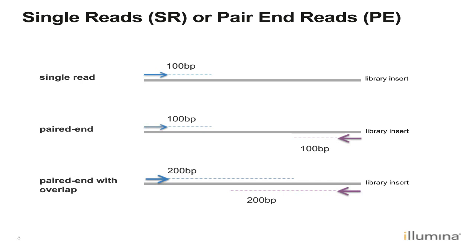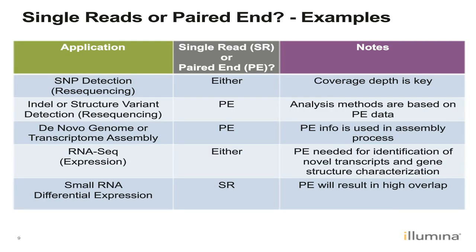Okay, so now that we understand these read types, when are they appropriate? If you're going to do SNP detection, or basically variant calling, variant identification, you can use really either single reads or paired end reads. Here, what's really important is your coverage. Are you reading the bases enough?